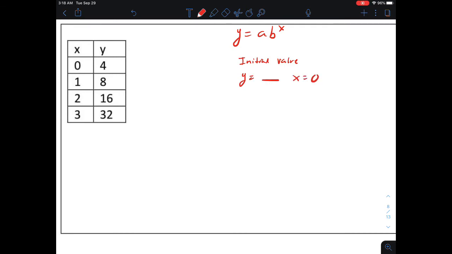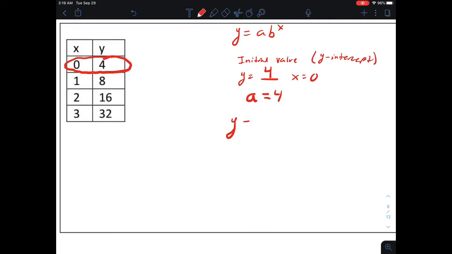And so we're going to look for that point in our table, and that is going to be when y equals 4, when x is equal to 0. So what that means is a is equal to 4. So our initial value is also known as the y-intercept. So we currently have y equals 4 times b to the x power.